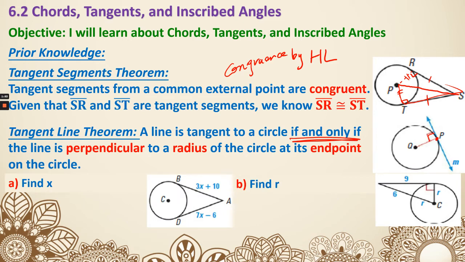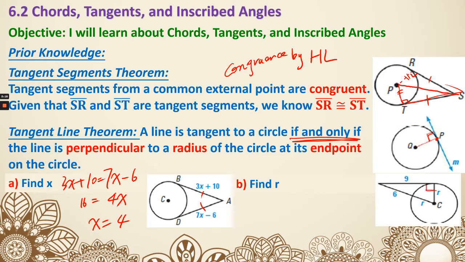Now two questions to review. First one, because those are tangent segments, they are the same. So 3x plus 10 equals 7x minus 6. If you subtract 3x on both sides, that's going to give you 4x on the right side and a 16 on the left side. So x equals 4.